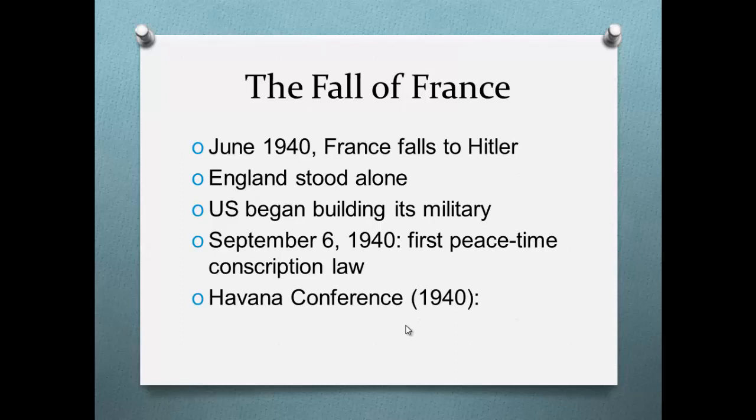At the Havana Conference in 1940, the U.S. and Latin America agreed that they would uphold the Monroe Doctrine and they wouldn't allow Germany or any European country to come in and take over. So this is increased cooperation, and this could be seen as a result of the Good Neighbor Policy as well.